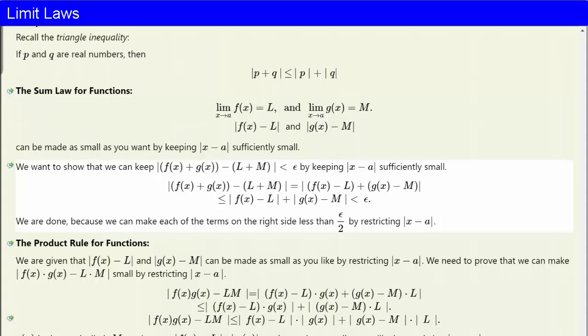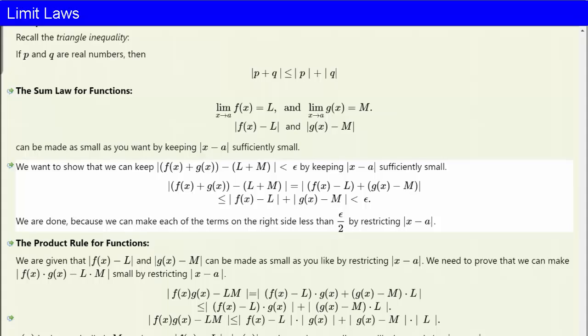We'll take that desired inequality and regroup the terms. Write f of x plus g of x minus the quantity L plus m as f of x minus L plus the quantity g of x minus m. Same expression, just regrouped. Put absolute value signs around it. And then think of f of x minus L as p and g of x minus m as q in the triangle inequality. So that absolute value is less than or equal to the absolute value of f of x minus L plus the absolute value of g of x minus m. And you need to make that less than epsilon.